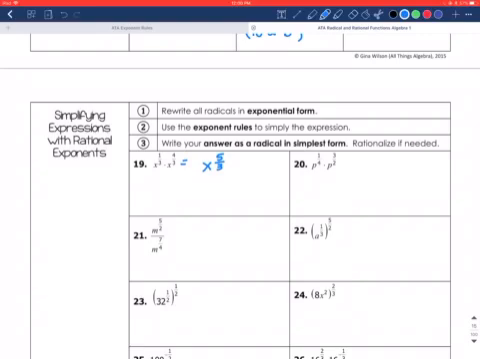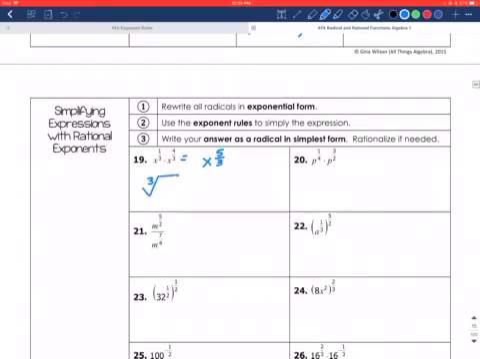And now they're asking us to write our answer as a radical in simplest radical form. So we will have a cube root of x to the 5th. We will break that apart into x to the 3rd and x squared. And our final answer will be x cube roots of x squared. Again, you know you're finished because our exponent on the inside is smaller than our index. We need 3 to pop one out. We only have 2.